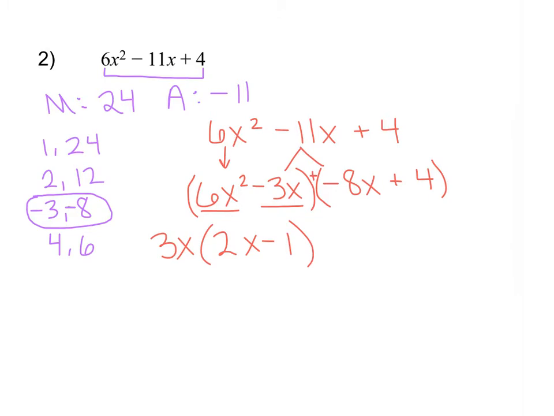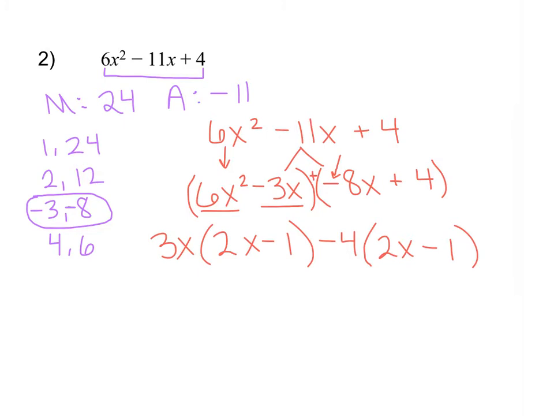Then, since our first term in the second set of parentheses has a negative, I need to take out a negative number. And the greatest common factor between the 8x and the 4 is going to be a negative 4. So I have to take out that negative. So now we're left with 2x and then minus 1.